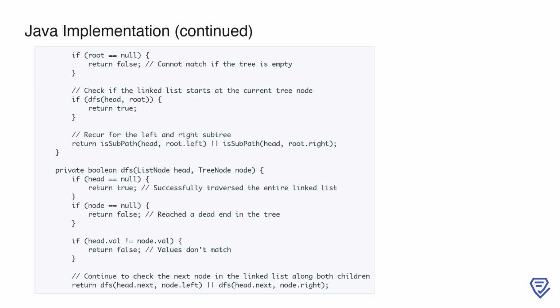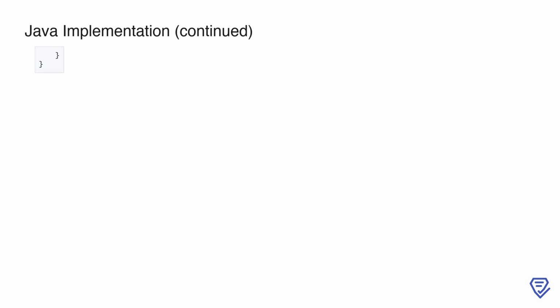Moving on to the DFS method, its purpose is to compare the linked list with a specific path in the binary tree. If the linked list node is null, we return true, indicating the entire linked list has been successfully matched. If the tree node is null, we return false because we've reached the end of a branch without completing the match. If the values of the current linked list node and the tree node don't match, we return false as the path cannot continue.